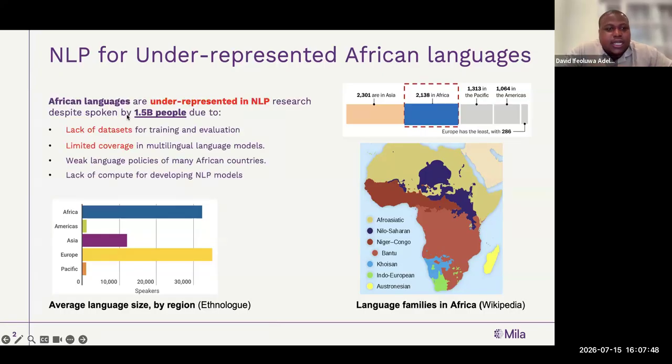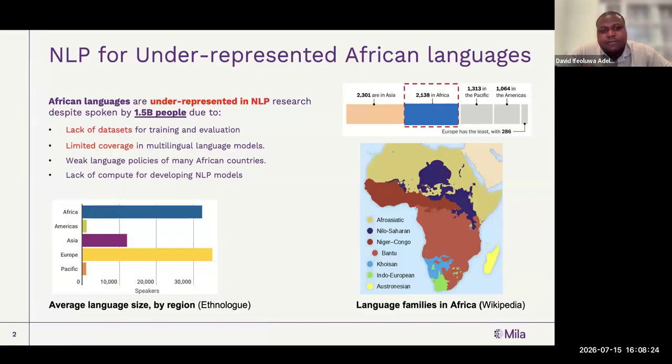But despite all of this going on in Africa, the large population speaking the languages, and the linguistic families, so there is a lot of interesting research we can do on African languages, they are still underrepresented in research. The number one reason is lack of datasets, which many people have been tackling, especially organizations like Masakhane, and also limited coverage in multilingual language models. But there are also issues about weak language policies.